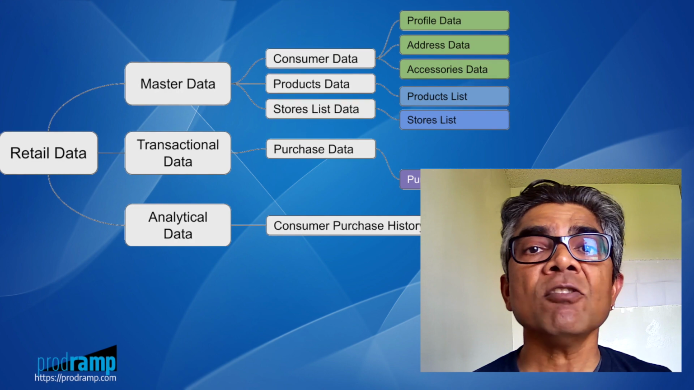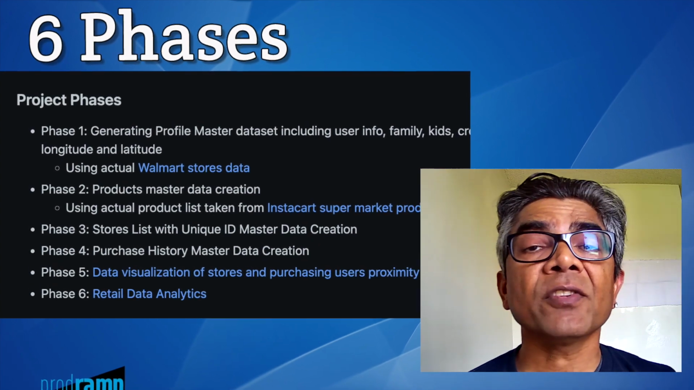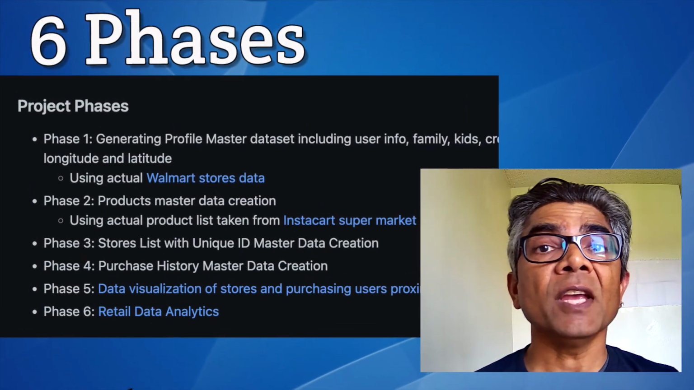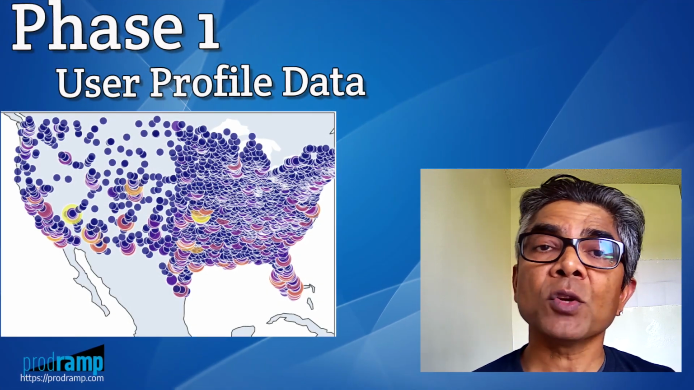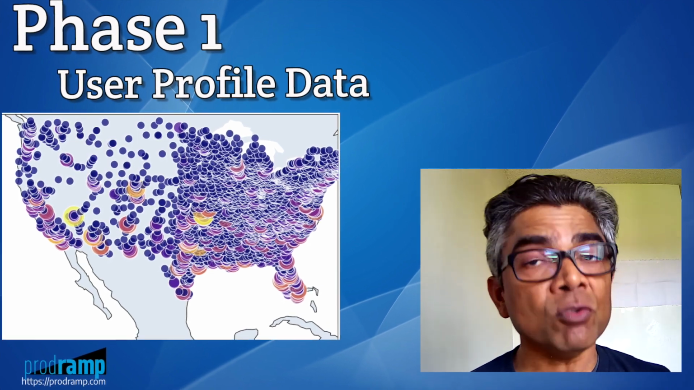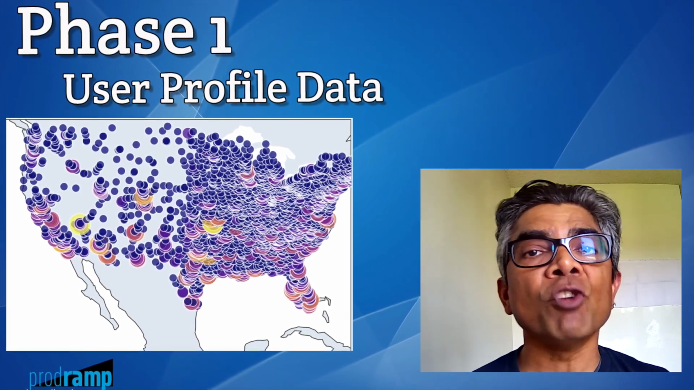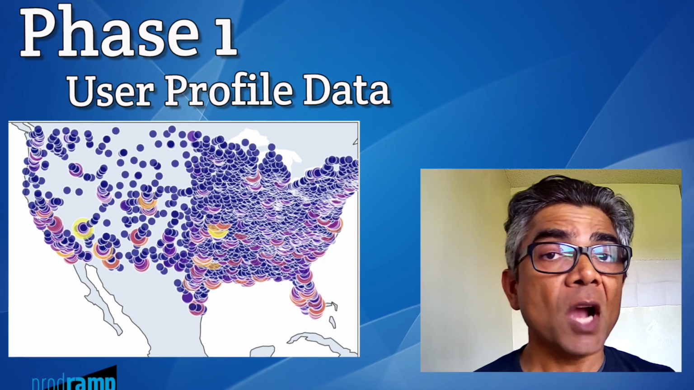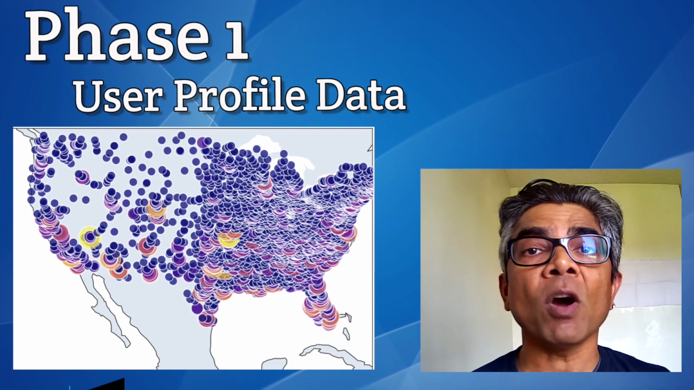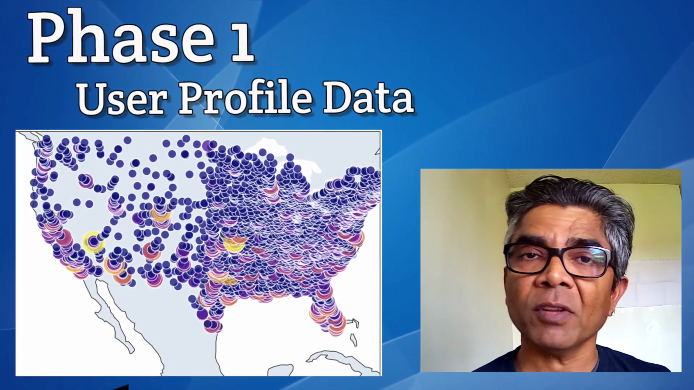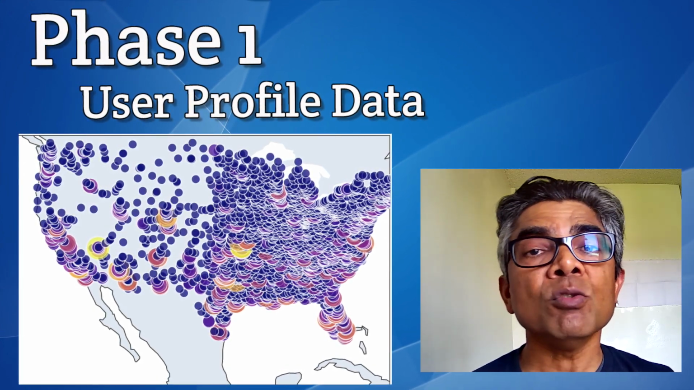to retail data analytics. This tutorial is designed in 6 different phases. Each phase is individual and complete by itself. In the first phase, you are going to build the master data for the user profile, where you are going to create the synthetic but almost realistic user data. We are going to create the user address based on the close proximity of the Walmart stores all over the US. A very interesting aspect of generating very realistic but synthetic user data.